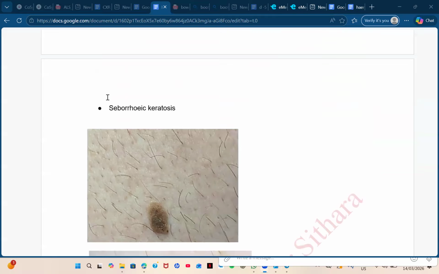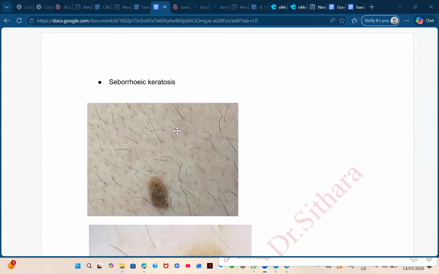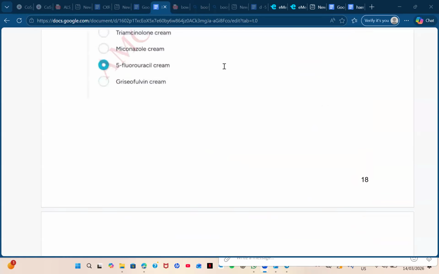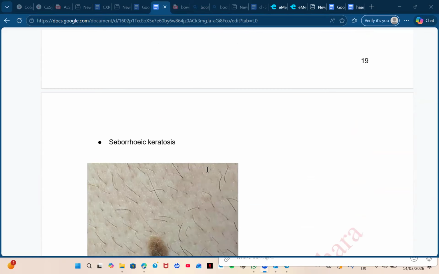So, what do you know about seborrheic keratosis? This is another high yield topic, because sometimes doctors confuse actinic keratosis, or solar keratosis, with seborrheic keratosis. These two are different things. Okay, please don't confuse.